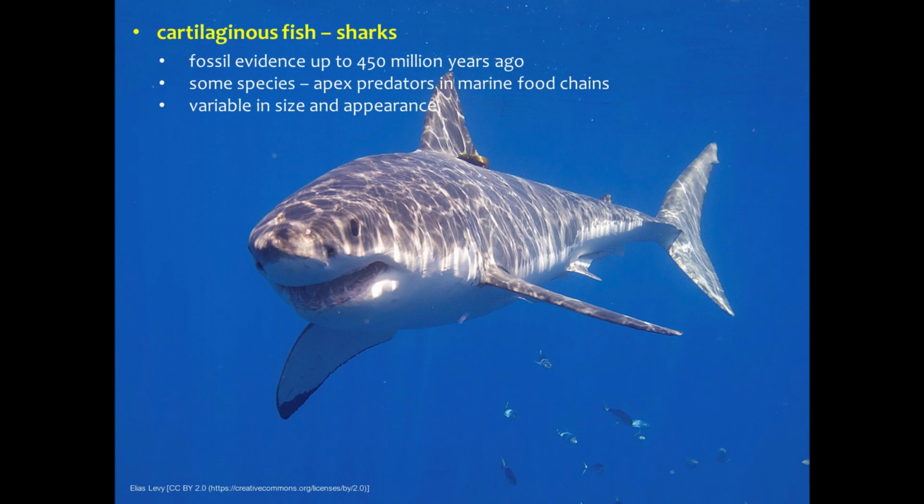In some locations, sharks can be, depending on the species, the apex predator, so at the top of the food chain. And we'll see as we move on that there's great variability in both their size as well as their appearance. We can have sharks that can fit into the palm of your hand and sharks that are larger than school buses.